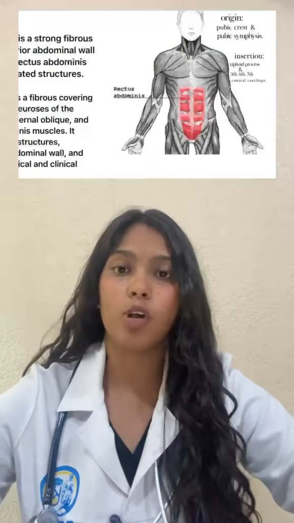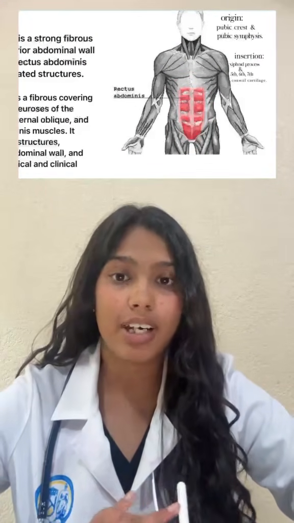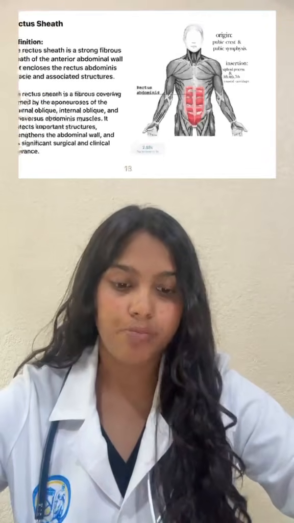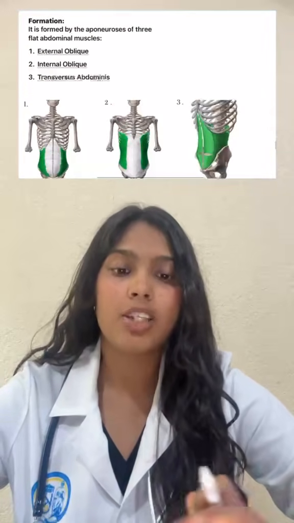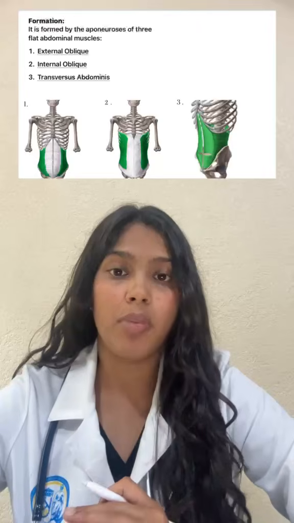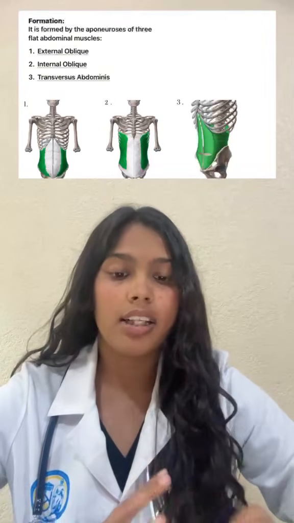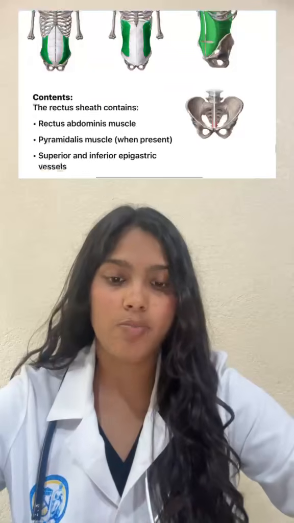The origin of the rectus abdominis muscle is the pubic crest and the pubic symphysis, and the insertion is the xiphoid process and the 5th, 6th and 7th costal cartilage. Let's look at the formation. It is formed by the aponeurosis of 3 flat abdominal muscles, that is the external oblique muscle, the internal oblique muscle and the transversus muscle. These provide stability to the muscles and the structures present in it.